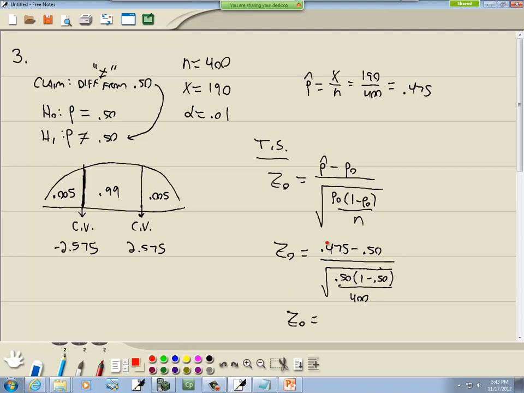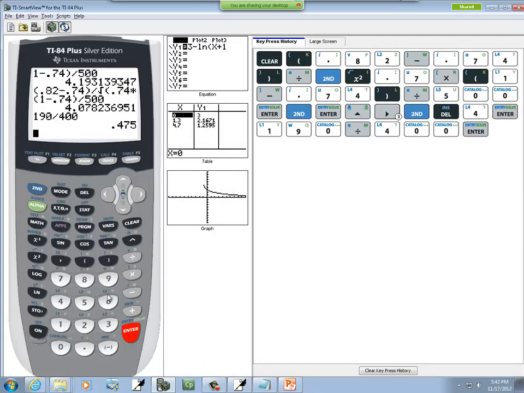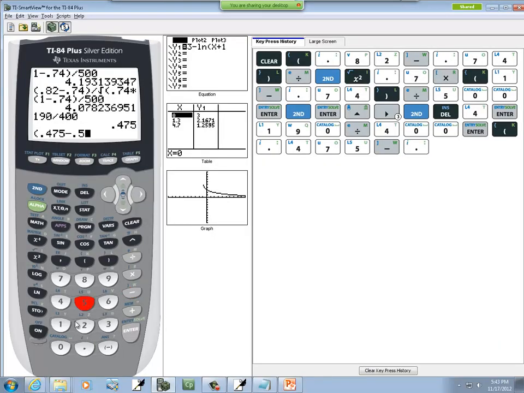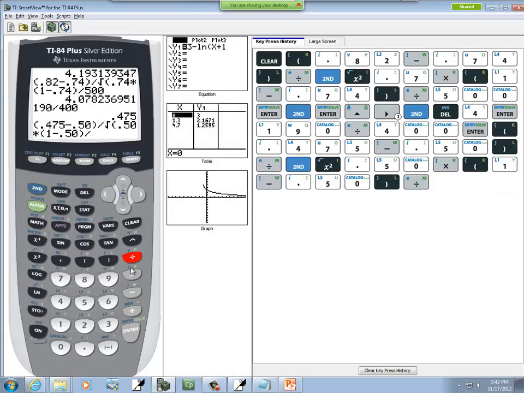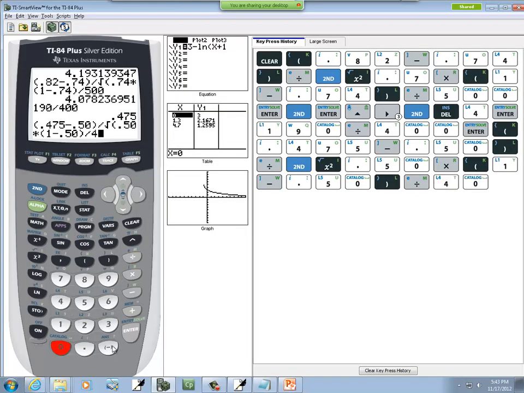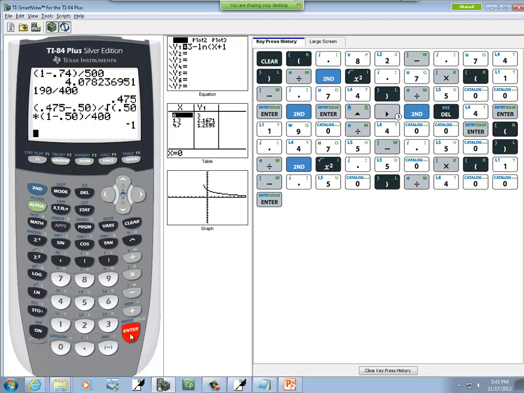Again, put parentheses around the top if you're going to plug it in. So we got beginning parentheses 0.475 minus 0.50, closing parentheses, divided by second x squared, 0.50 times beginning parentheses 1 minus 0.50, closing parentheses, divided by 400. Enter. Negative 1.